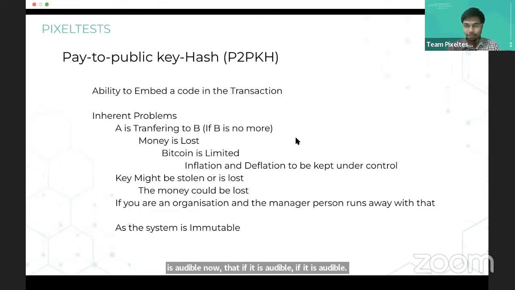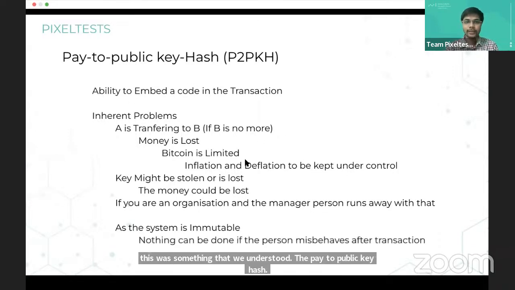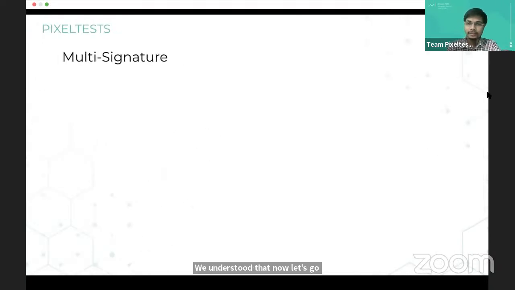Thanks everyone for letting me know that you understood this. So we've understood the pay to public key hash. Now let's understand the other concept, which is multi-signature. For example, in an organization, documents are verified when at least two or more directors sign, or it's a joint account.